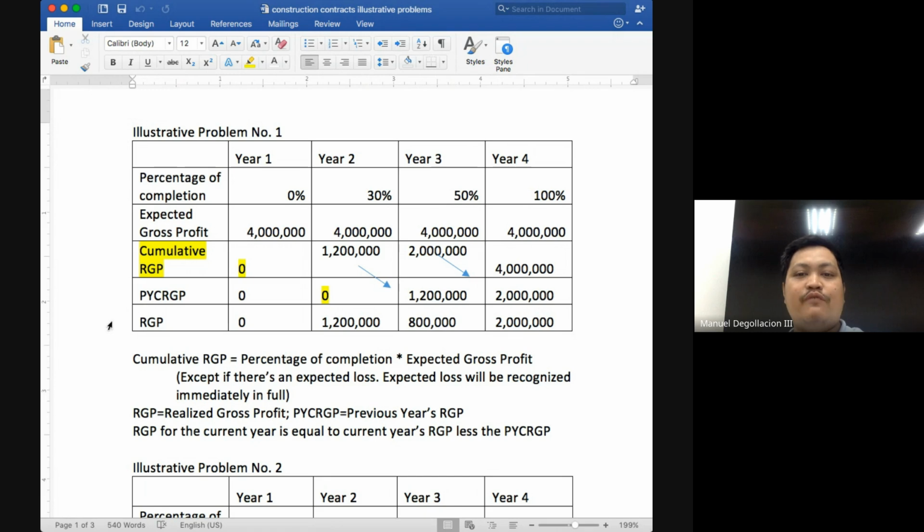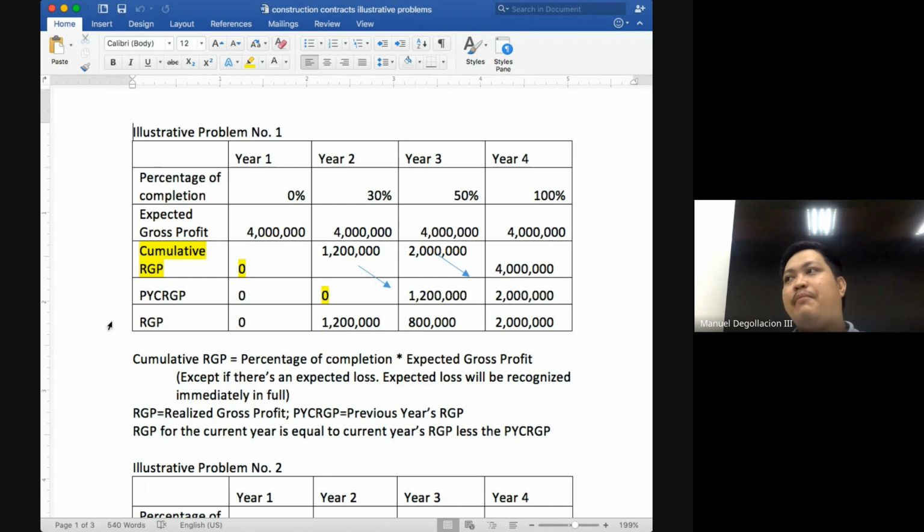Okay, let's proceed to year 4. By year 4, the project is already completed. So what does that mean? It's 100% complete. What does that mean? You can say that you have already earned the entire profit on the contract. But following our steps, class, what do we do? Multiply the percentage of completion and the expected gross profit. 100% times 4 million would give you 4 million, because at that point, you've already earned the entire 4 million.